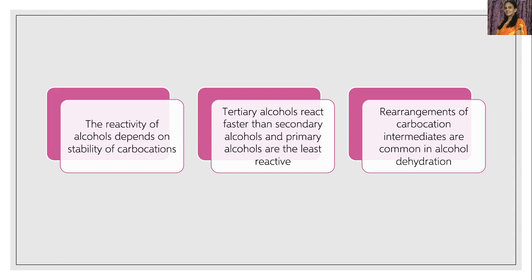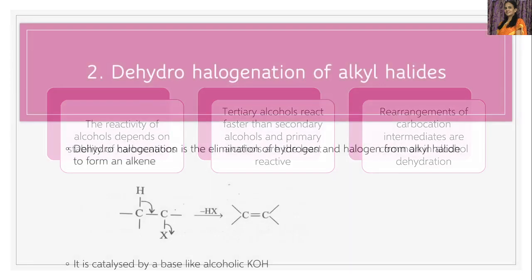The reactivity of alcohols depends upon the carbocations. Tertiary alcohols react faster than secondary alcohols, and primary alcohols are the least reactive. Tertiary alcohols are more reactive than secondary, and secondary is more reactive than primary. So this is the order of reactivity: tertiary is greater than secondary, which is greater than primary. Rearrangement of carbocation intermediates is very common in the case of alcohol dehydration.